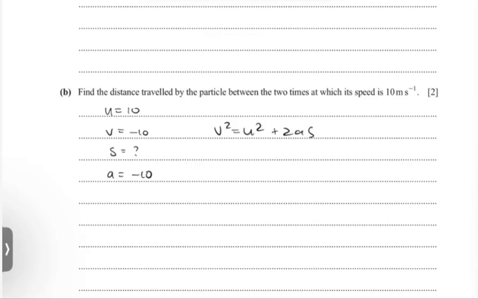Okay, so I've got -10 squared is equal to 10 squared, so those kind of cancel out. That's 2 times -10 times s. Okay, so what am I working out here? I'm working out my displacement. So that's not really going to work because it's just going to be 0, and that makes sense because it's starting and ending in the same place. Okay, so that doesn't work.